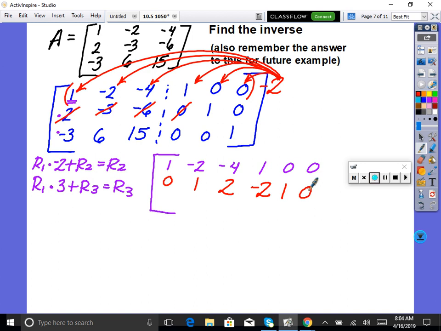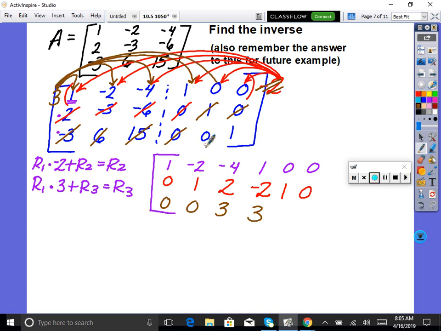Okay, I'm going to go ahead and change to brown first. So now we're timesing by 3. 3 times 1, oh, and we got those done. 3 times 1 is 3. 3 plus negative 3 is 0. 3 times negative 2 is negative 6, plus 6 is 0. 3 times negative 4 is negative 12. Negative 12 plus 15 is 3. 3 times 1 is 3. 3 plus 0 is 3. 3 times 0 is 0. 0 plus 0 is 0. 3 times 0 is 0. 0 plus 1 is 1.